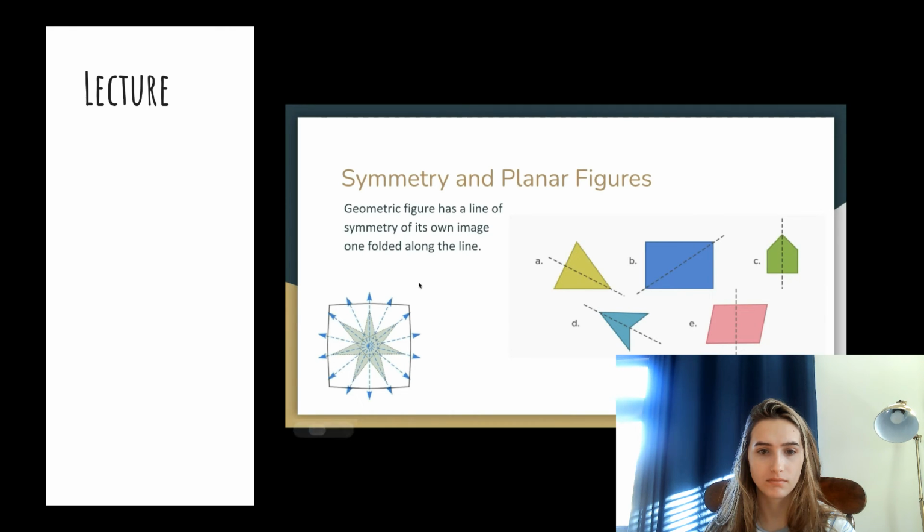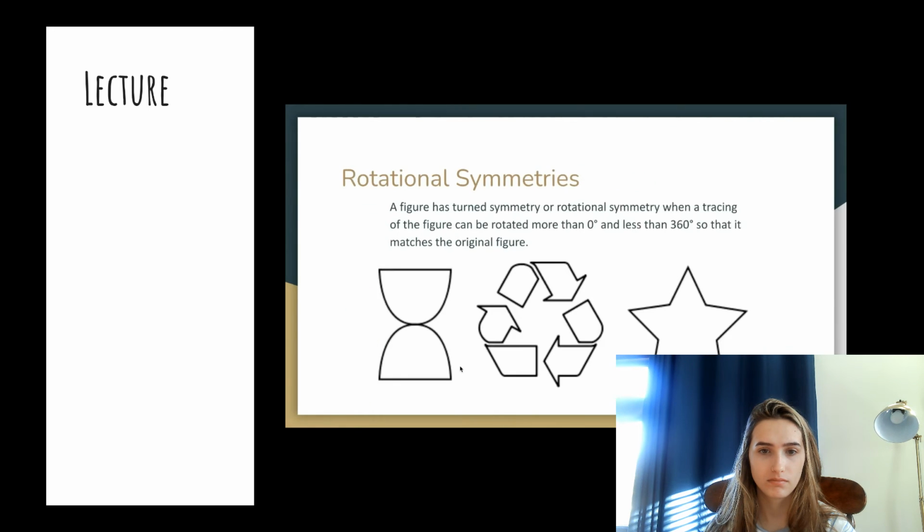And also, this is a more complex symmetry figure here. So, rotational symmetries. A figure has turn symmetry or rotational symmetry when a tracing of the figure can be rotated more than 0 degrees and less than 360 degrees so that it matches the original figure. So see here, this has turned 180 degrees and it is still the same as the original figure. The recycling sign is also a great example of rotational symmetry, and same with a star. Triangle, triangle. This is rotating 90 degrees all the way around.